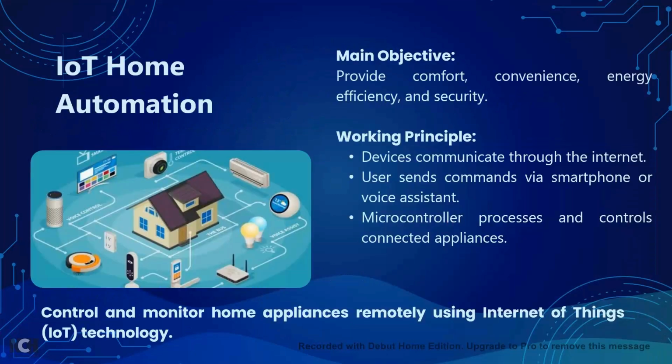IoT home automation. The main objective of the project is to provide comfort, convenience, energy efficiency, and security. The working principle is that devices communicate through the internet. The user sends commands via smartphone or voice assistant. The microcontroller processes and controls connected appliances. Control and monitor home appliances remotely using Internet of Things, that is IoT technology.